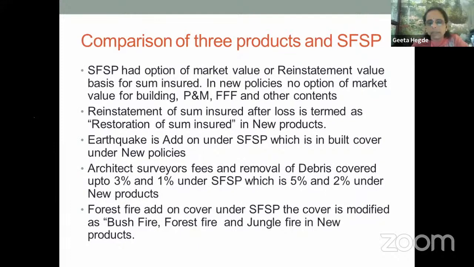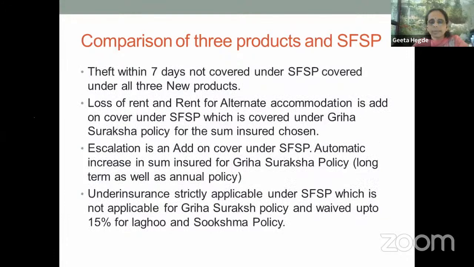Earthquake is an add-on under SFSP, which is an inbuilt cover under the new policy. Architect surveyor fees and removal of debris were 3% and 1% under SFSP, which is now 5% and 2% under both the products. Forest fire was an add-on cover under SFSP, and it is modified as bush fire, forest fire, and jungle fire. Theft within 7 days was not covered under SFSP, but is covered under all the three new products. Loss of rent and rent for alternate accommodation was an add-on cover under SFSP, which is covered under Griha Suraksha policy for the sum insured chosen.